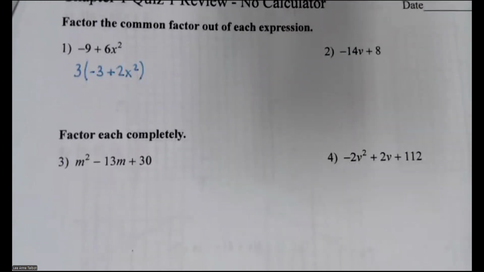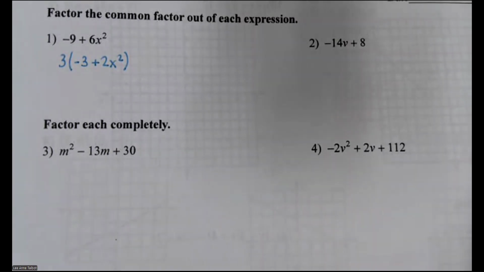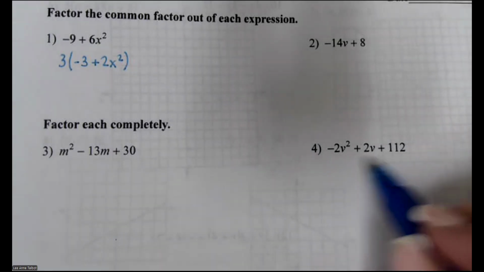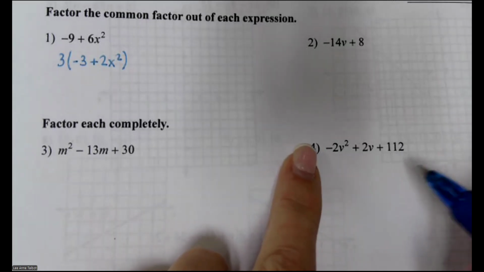Okay. Number 3, I'm not going to do. It's regular old box and diamond. But I do want to talk about number 4. Do you see how, first of all, there's a GCF of 2, but do you see how the front is negative?